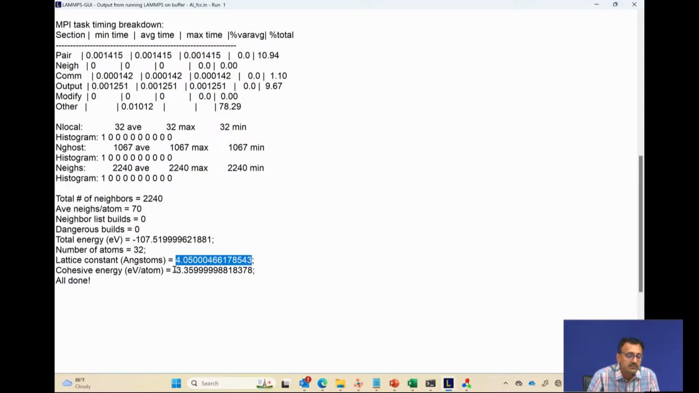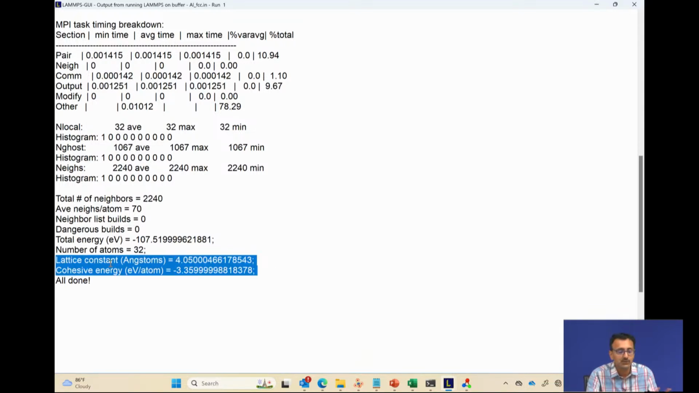And it also calculates the cohesive energy per atom, which is negative 3.36 electron volt per atom, because you're using metal units. If you're using real units, probably this will be in kilojoules or kilocalories per mole. So that's why the unit system is important. And this is also validated because we are just looking at an example. So it gives you the right answer.